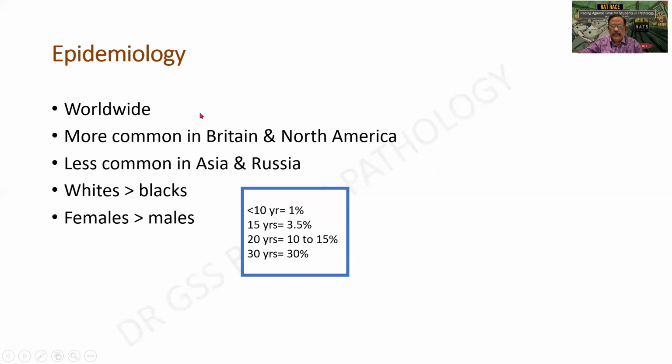Epidemiology: worldwide in distribution, more common in Britain and North America, less common in Asia and Russia. Whites are more prone than blacks, and females, as mentioned earlier, are more prone than males. The incidence is given here, and we find that with increase of age, there is a greater incidence of ulcerative colitis.